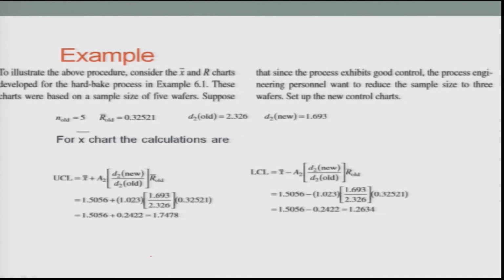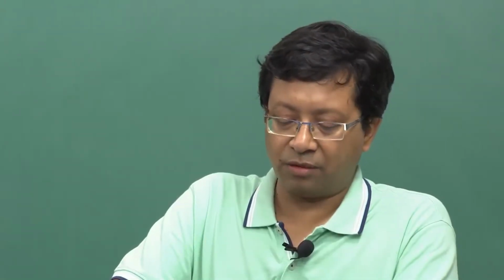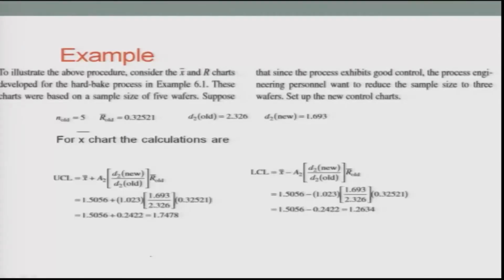So, I will just mention the second place of decimal, so that should be clear to you. Now, suppose that since the process exhibits good control, the process engineer wants to reduce the sample size and now take 3 wafers. Now, n is 3, so the number of samples m can be the same. Obviously, as n changes, D2 becomes approximately 1.69. So, you have to basically calculate.